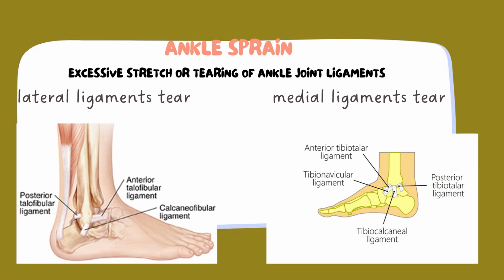Let's move on to the ankle sprain. This condition occurs when the ligaments of the ankle are excessively stretched or torn. There are two types of ankle sprain, a lateral ligament sprain and a medial ligament sprain.